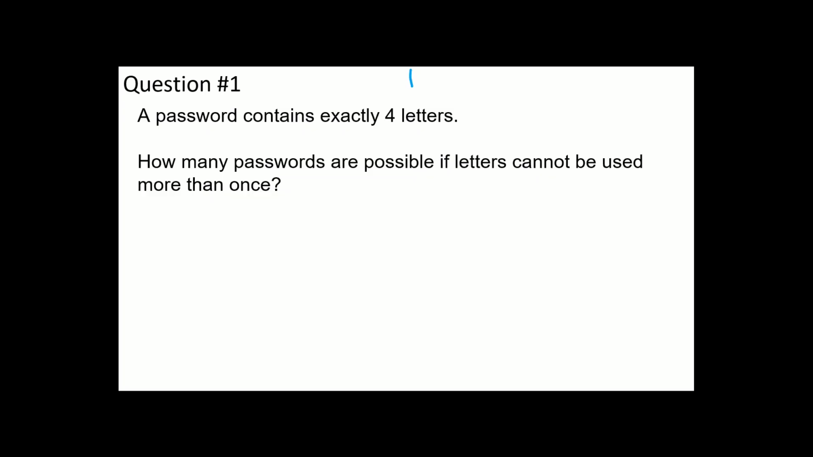Question 1. For question 1, a password contains exactly 4 letters. How many passwords are possible if letters cannot be used more than once? So let's start by identifying R and N. R is going to be our number of letters. N is the total number of possibilities. So N is equal to 26, which is the number of letters in the alphabet.